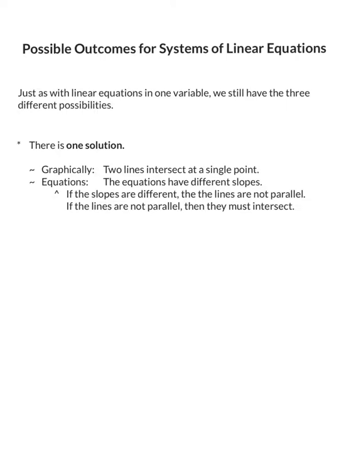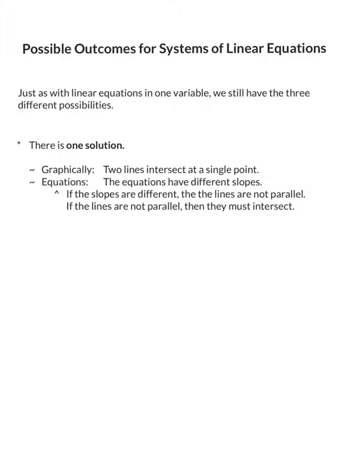So let's talk about what we have here. Just like we saw when we were looking at equations in one variable, we said that there were three possible outcomes. The first one was that you could have one solution, and that is the first outcome that you can have when we talk about systems of linear equations. Graphically, in order to have one solution, you have two lines that intersect at a single point.